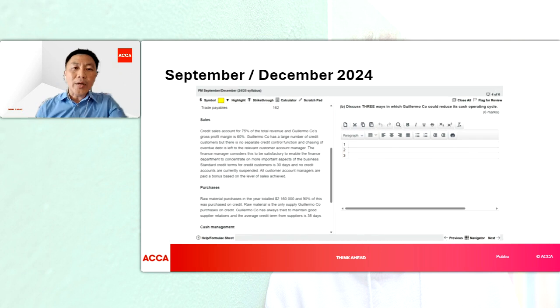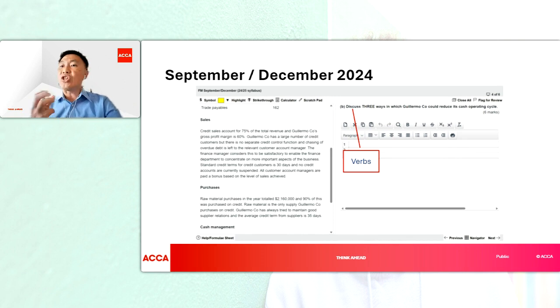So if you take a look at part B, that's another verb that asks to discuss 3 ways the company could use to reduce its cash operating cycle. Now, I know a lot of students tend to suffer not only with the calculation, but also the narrative questions. A lot of students have no idea what we are supposed to put in, even though we know we have to discuss 3 ways.